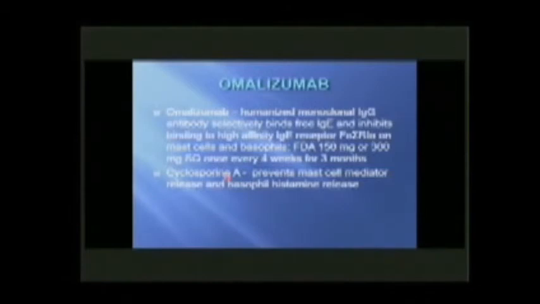Just a note on omalizumab, it's a humanized monoclonal IgG antibody that selectively binds free IgE, so therefore it inhibits binding and activation of the mast cells and basophils. So it binds on the high affinity IgE receptor. And this is well studied in asthma, and it's actually part of the step 6 management of asthma. But then the FDA also approved it last year. No, sorry, 2013, for use in refractory urticaria.